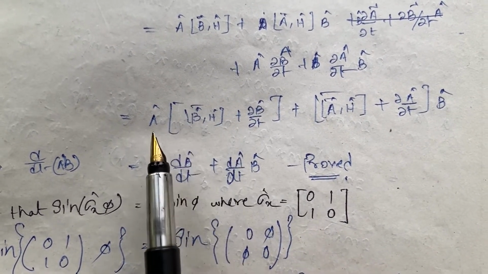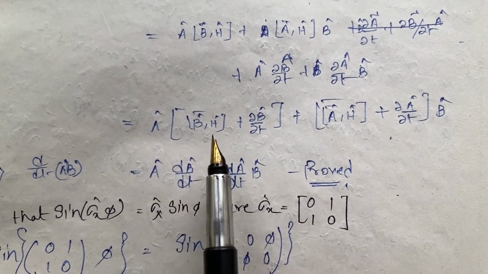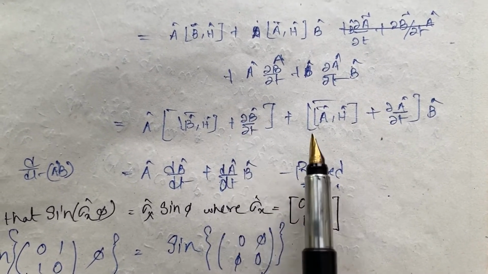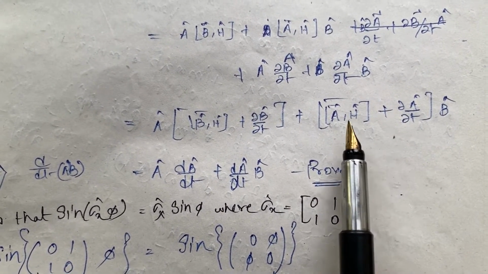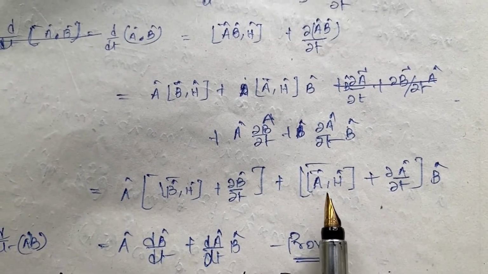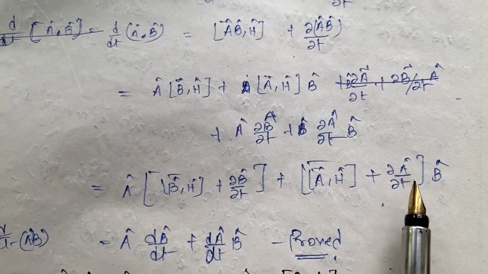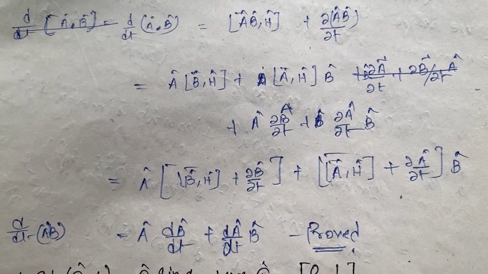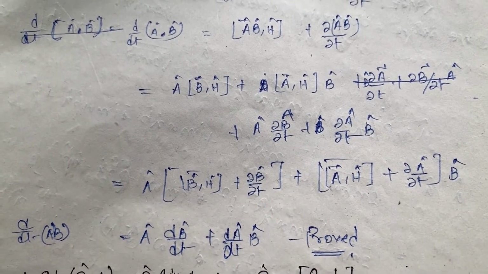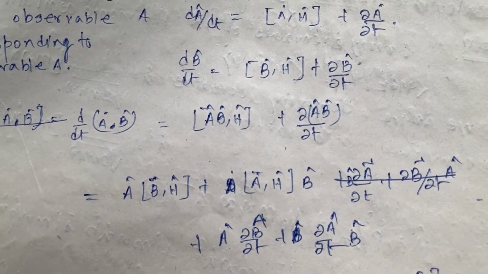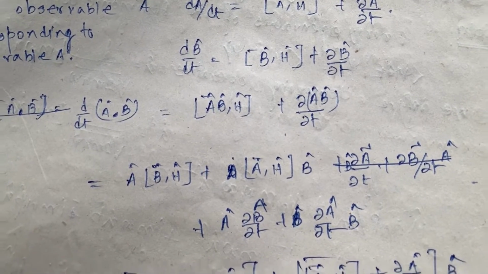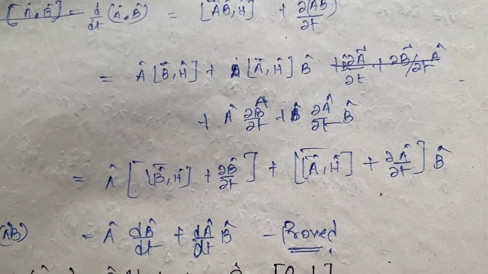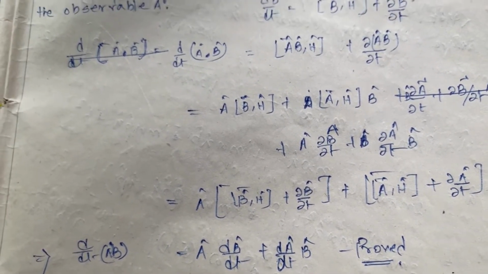And now if we take this A operator common, we are left with the commutation relation of B and Hamiltonian and the time derivative of this B operator. Plus we have the commutation relation of the Hamiltonian itself and the A operator, and the time derivative of the A operator, and B operator is there outside the parenthesis. But instead of this term, we can easily use the Heisenberg equation of motion for the B operator. Similarly, we can also use the Heisenberg equation of motion for the A operator. And now we have proved this.